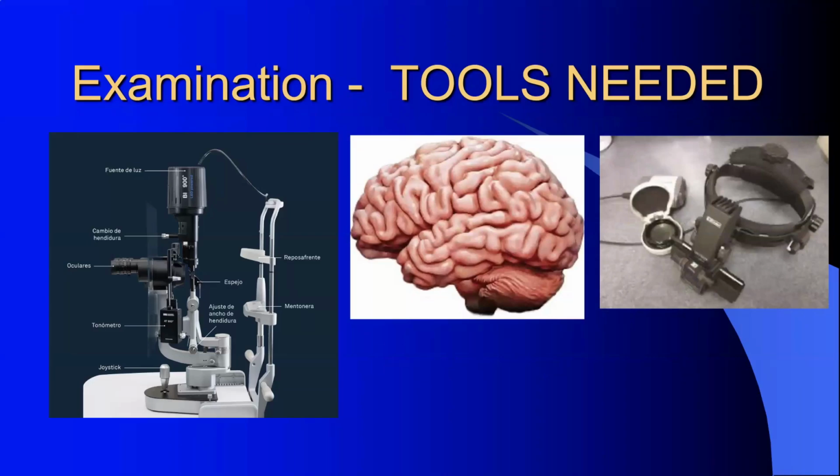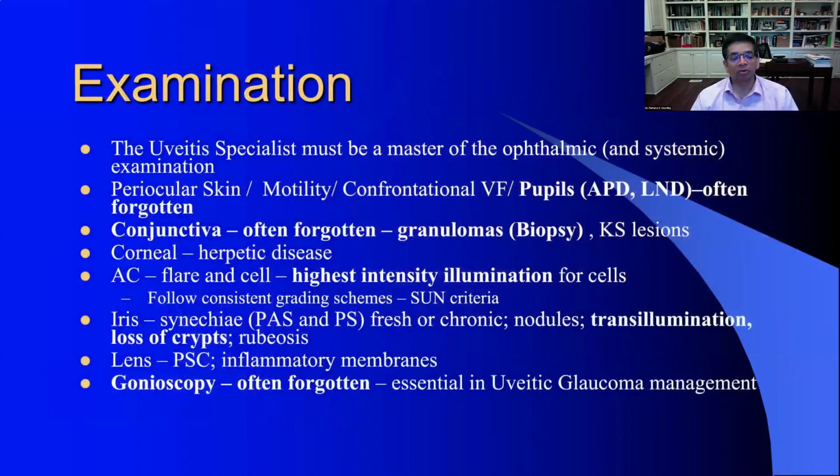And looking at the back of the eye cannot be overemphasized, because you don't want to miss things there. Just because there's inflammation in the front doesn't mean your examination stops there. There are things going on in the back of the eye that will give you additional information and clues as to what the cause of the inflammation may be. So the uveitis specialist, more than any other, is a master of the ophthalmic and, in some cases, the systemic examination. You've got to look at the whole patient.